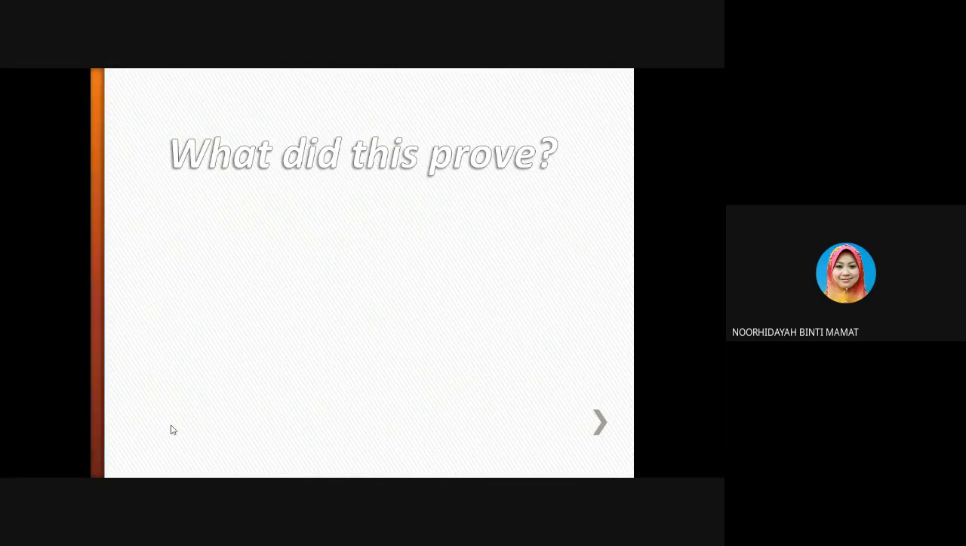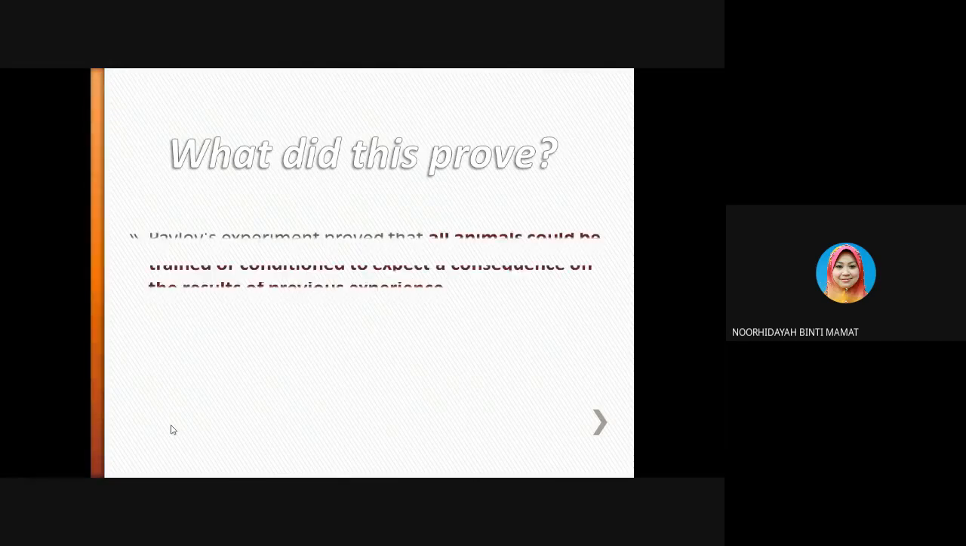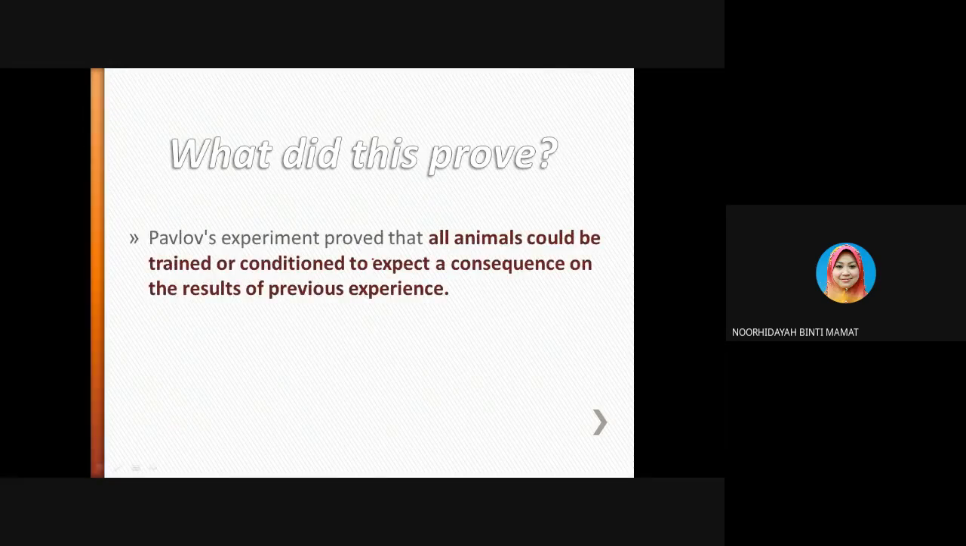So what do these experiments prove? Pavlov's experiments prove that animals could be trained, or conditioned, to expect a consequence based on the result of previous experience. Like in the previous experiment done by Pavlov, at the end of the study they wanted to see the salivation in the dog. At the end of the study, the dog was conditioned to the bell ringing because of the previous experiment.